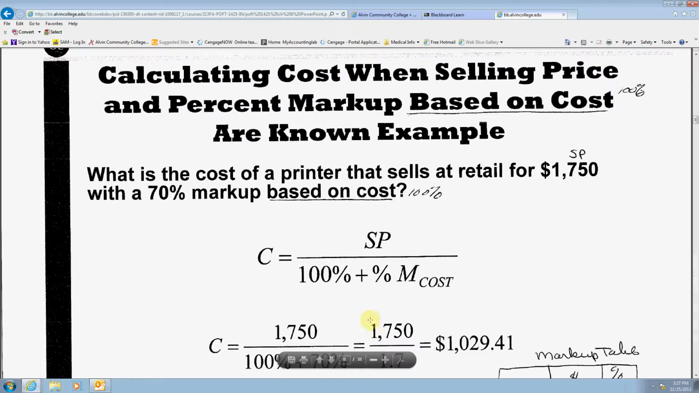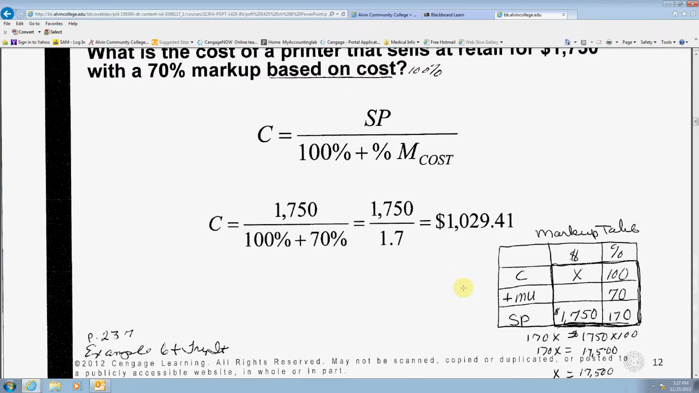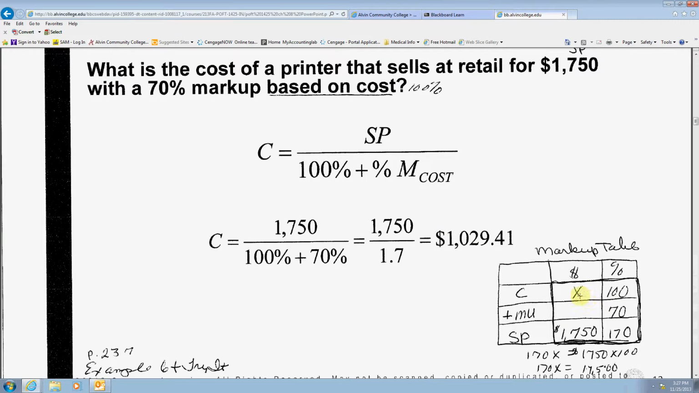So we have our sales price, $1,750. 100% plus 70% is 1.7, and we divide. And so the cost is $1,029.41. We can use our markup table. We know that we are looking for cost, so that is our X, and we know cost is at 100%. The markup is 70%, and the sales price is $1,750. We can add these, and it's 170%, our sales price percentage.